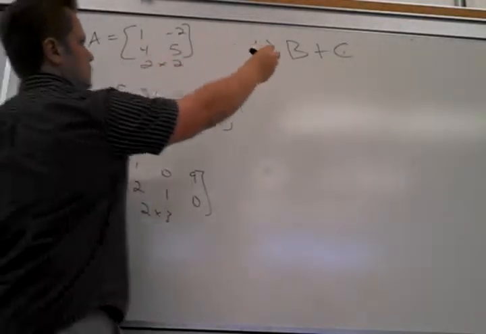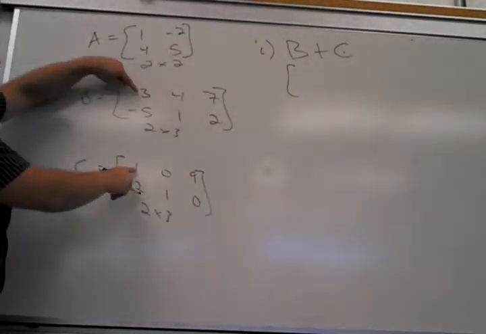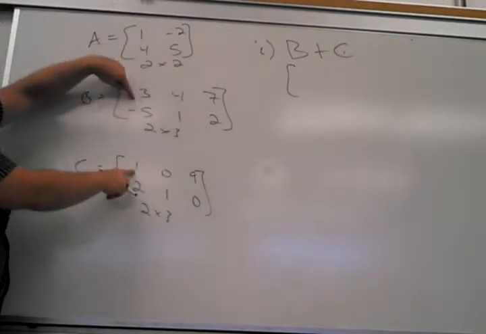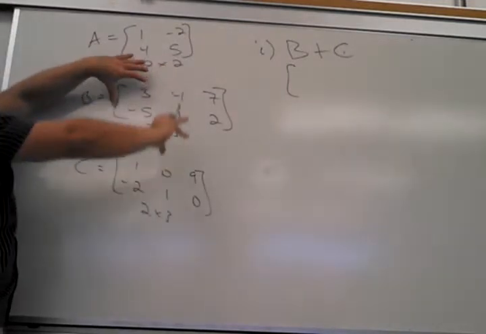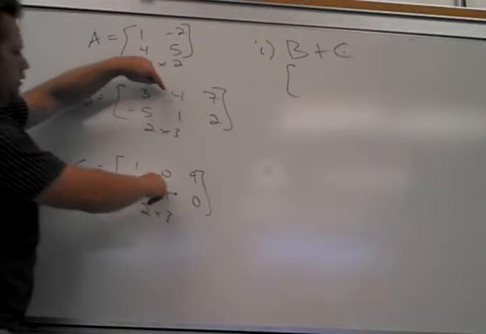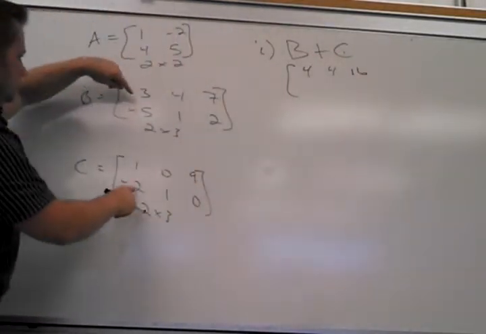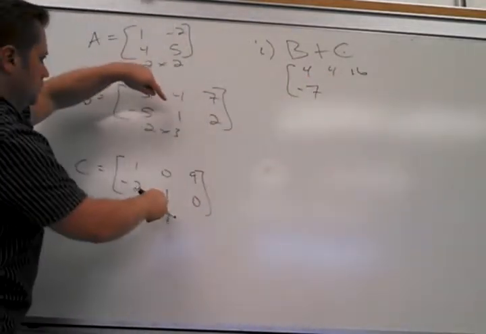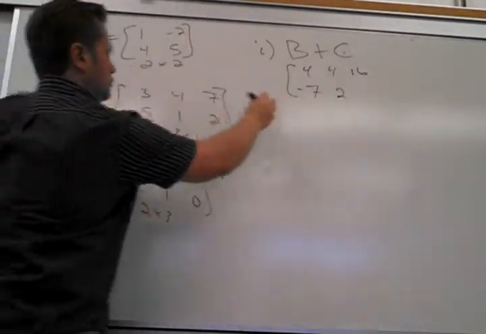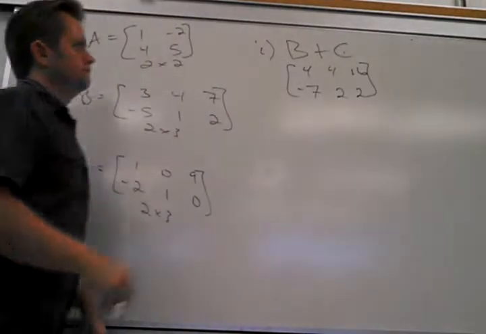So B plus C would just be exactly what you hoped it would be. Just add them directly. Yeah, the corresponding elements get added together. It's like you put that one on top of that one. So you get 4, 4, 16, -7, 2, 2. Okay.